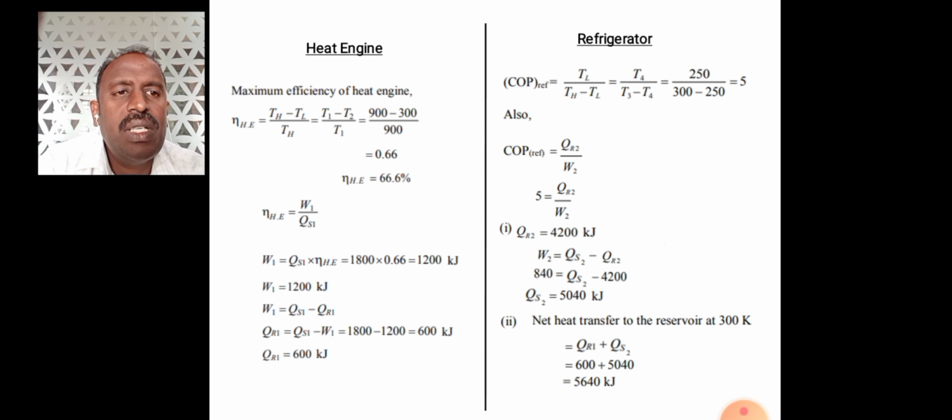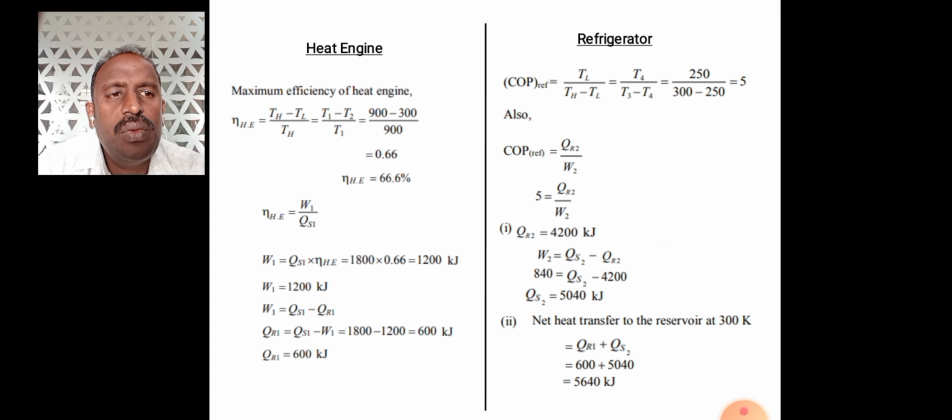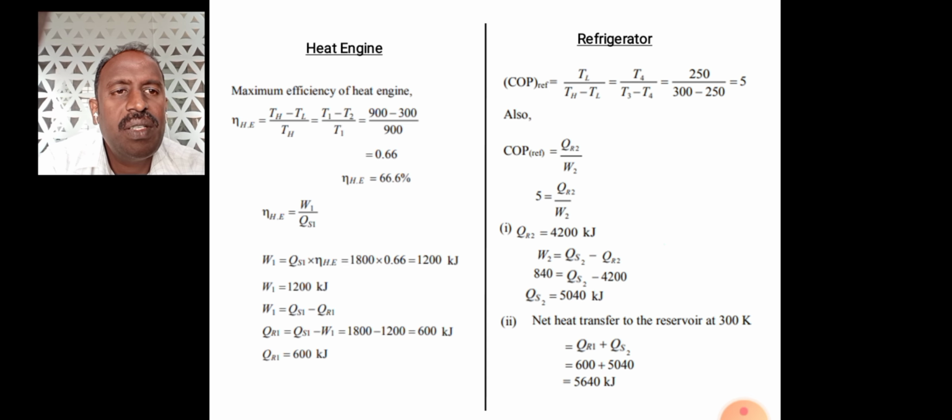Then W2 equals QS2 minus QR2, so 840 equals QS2 minus 4200. From that you can calculate QS2, which is 5040 kilojoule. So the first answer, the heat rejected from the refrigerator, QR2, is 4200 kilojoule. The next is the net heat transferred to the reservoir at 300 Kelvin: from your heat engine it is QR1, and from your refrigerator it is QS2. So 600 plus 5040 gives 5640 kilojoule.